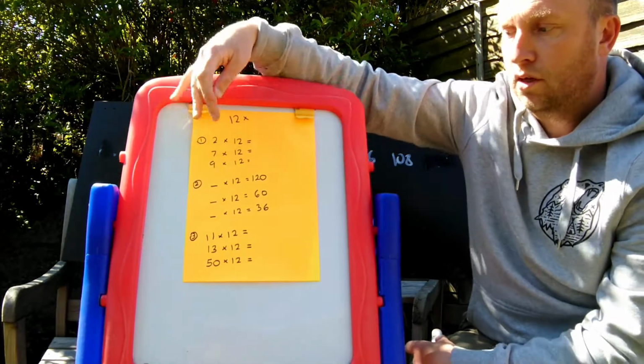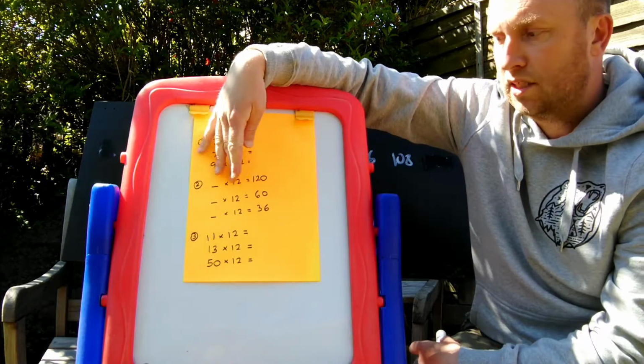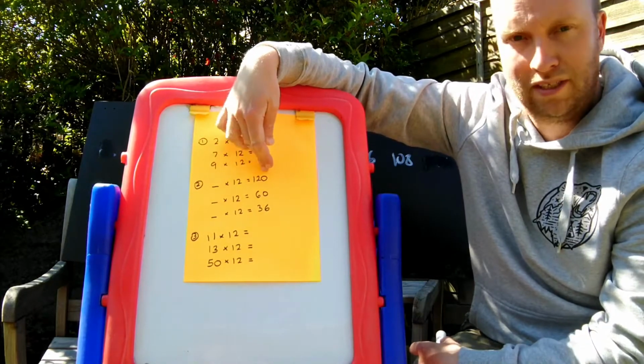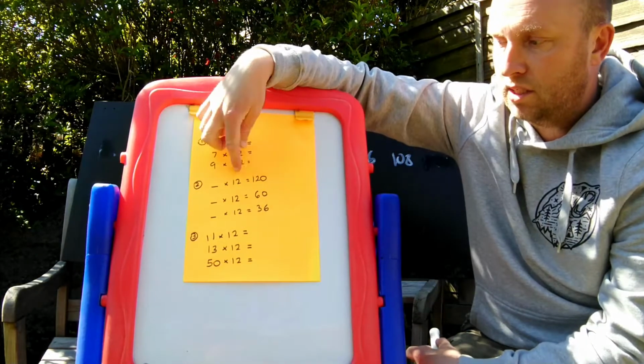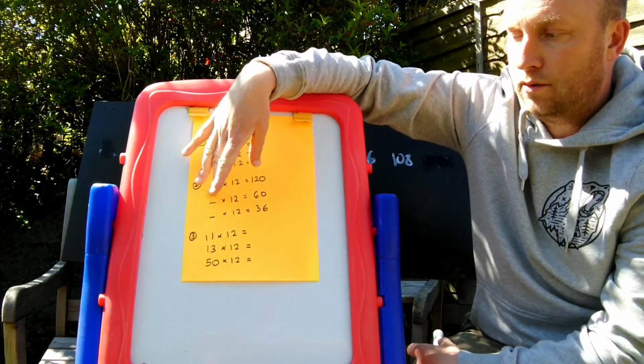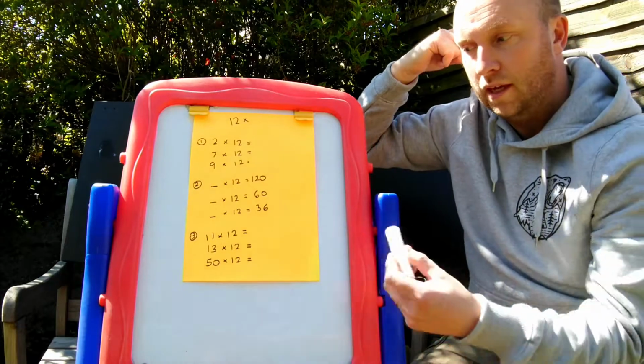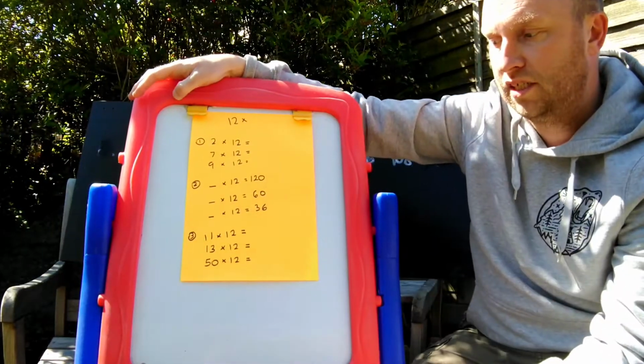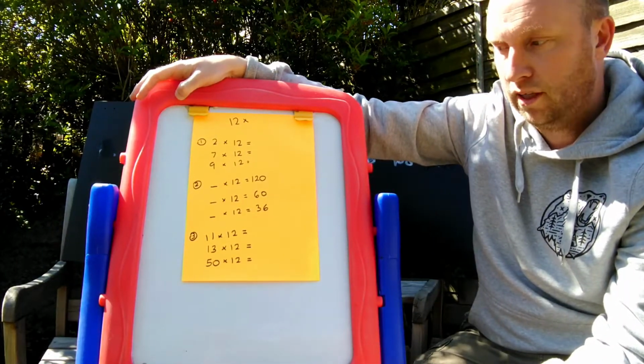Chilli 2, something, so blank, times 12 equals 120. Notice how the digits are the same. Something times 12 equals 60, and then something times 12 equals 36. I think, and we'll come back to that in a moment.